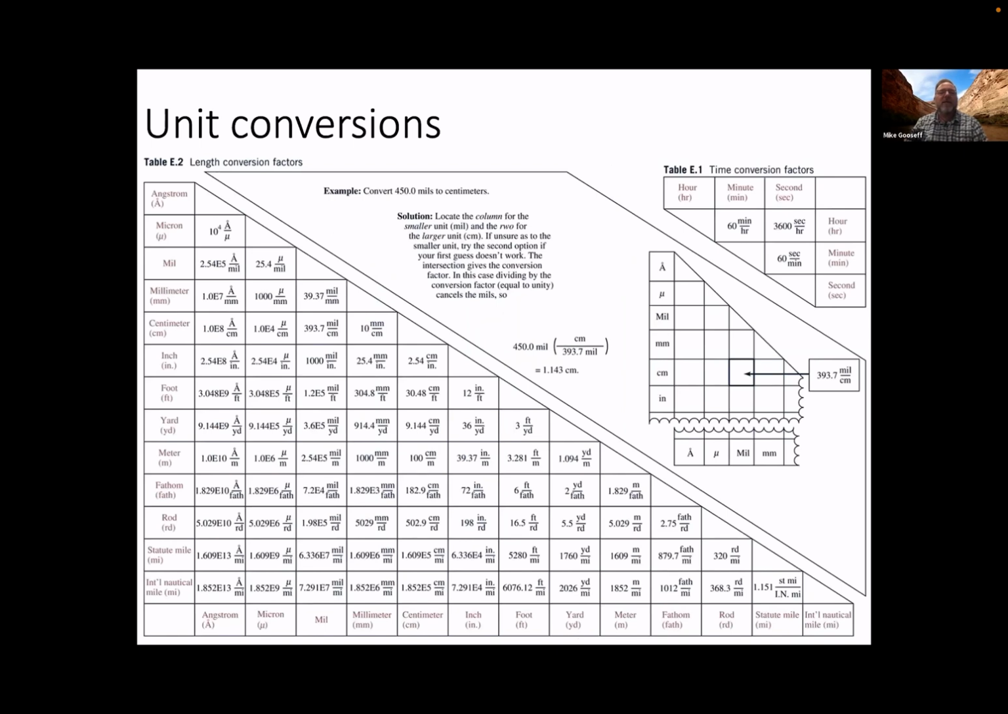So this is Table E.2. Table E in your book is actually a bunch of subtables. Table E1 is over here, and it's time conversion factors. Table E2 is length conversion factors, and so forth. And here's a little key on how to use these triangular tables. Essentially, you look for something on this side, work across, and match it up with something from this side.